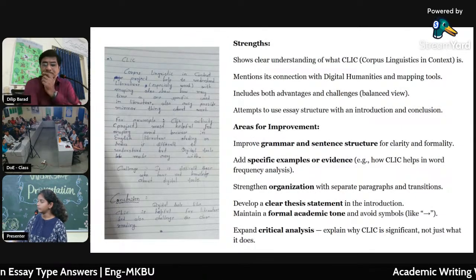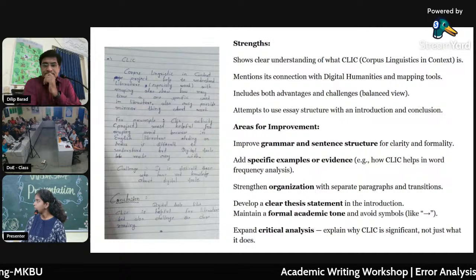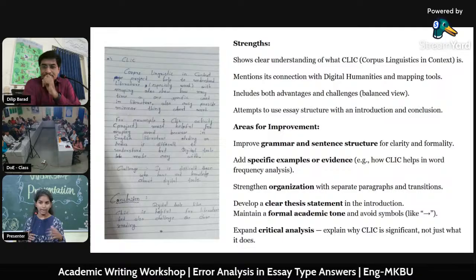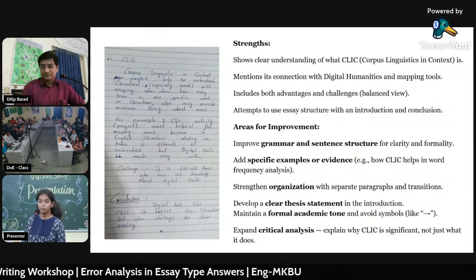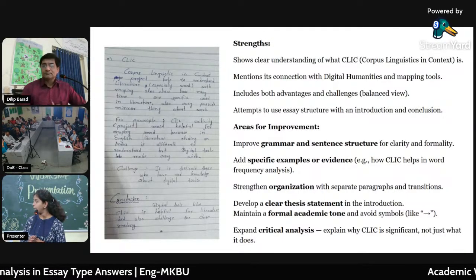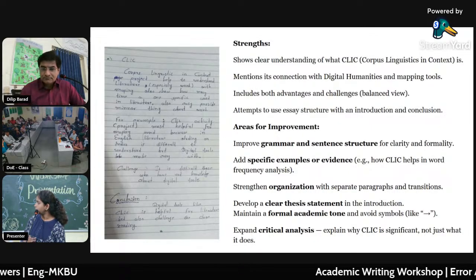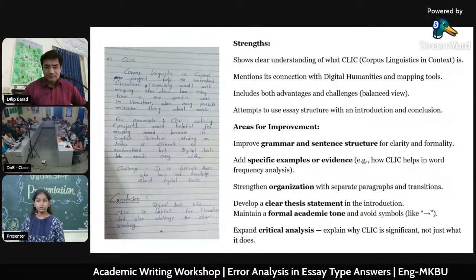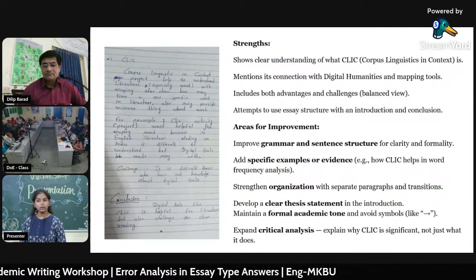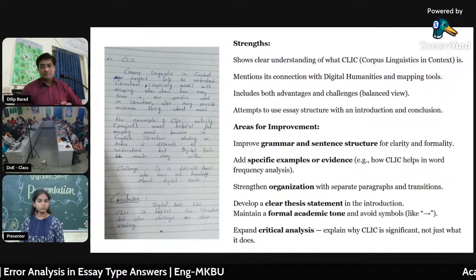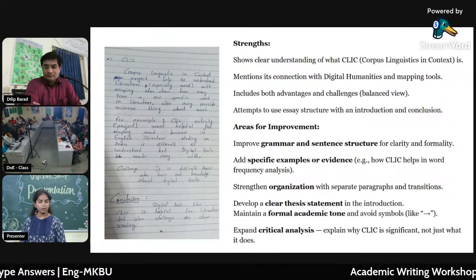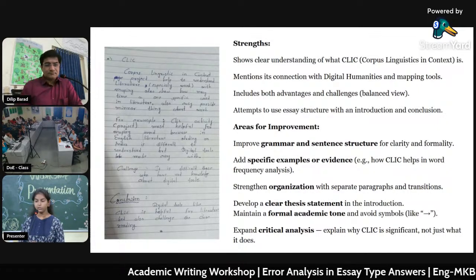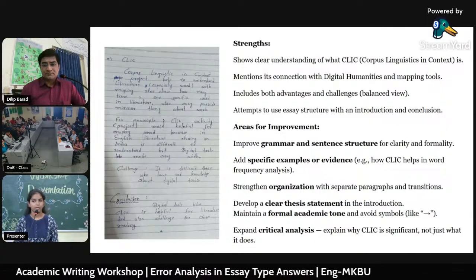Here also, improve the grammar and sentence structure. You have to give specific examples related to your answer, and you have to organize your answer very well, and then you have to maintain a formal academic tone and do critical analysis. So these activities are very important for us to improve our exam paper or answer in our next university examination. For the next part, I would like to invite Krupali.